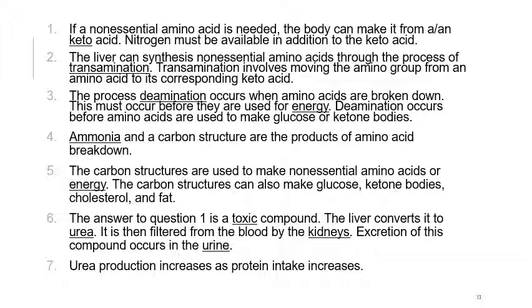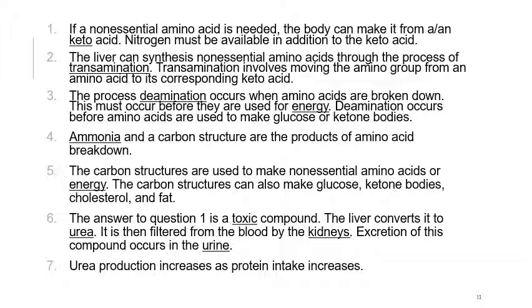If a non-essential amino acid is needed, the body can make it from a keto acid. Nitrogen must be available in addition to the keto acid. The liver can synthesize non-essential amino acids through the process of transamination. Transamination involves moving the amino group from an amino acid to its corresponding keto acid. The process of deamination occurs when amino acids are broken down. This must occur before they are used for energy.